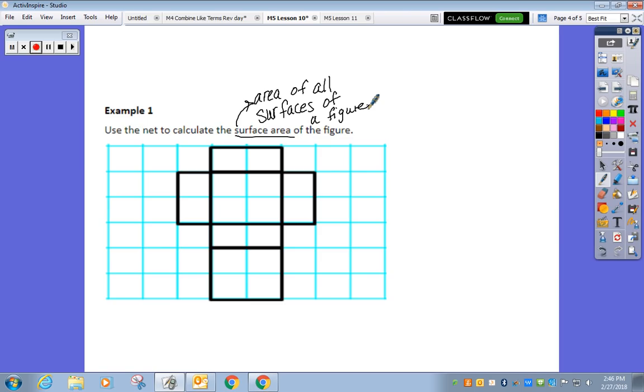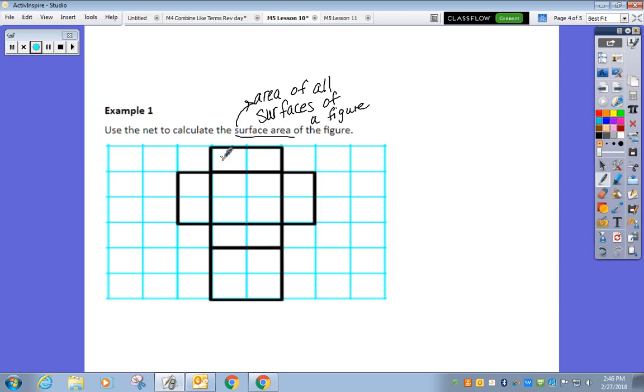Okay, so the front, the back, the top, the bottom, and the two sides, we would find the area of each of those surfaces. So in a net, it really helps us to show this. What we would have to do here is just find the area of each of the rectangles, so the sides, the top, the bottom, the front, and the back, and then add them all together.